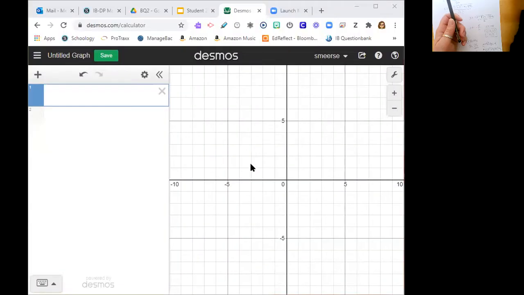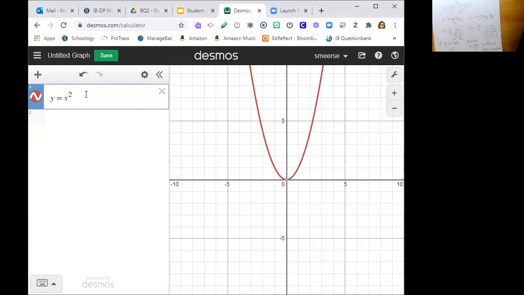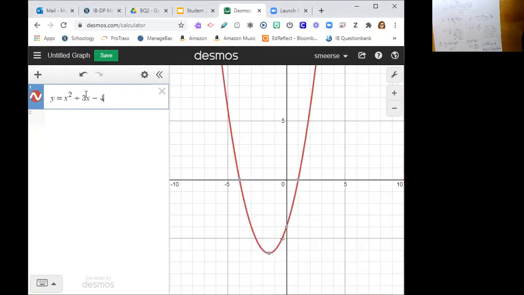Here we go. Perfect. Okay. So if you go to Desmos and you go to graphing calculator, this is what you're going to find. And what you could do is put in y equals x squared, making sure you get out of that square position, plus 3x minus 4. Beautiful. And it shows up right there. So let's look here. Let's just investigate.